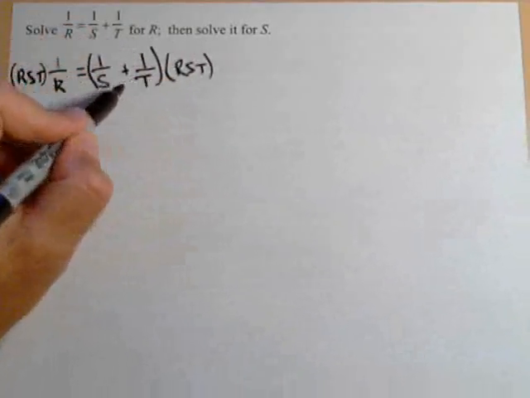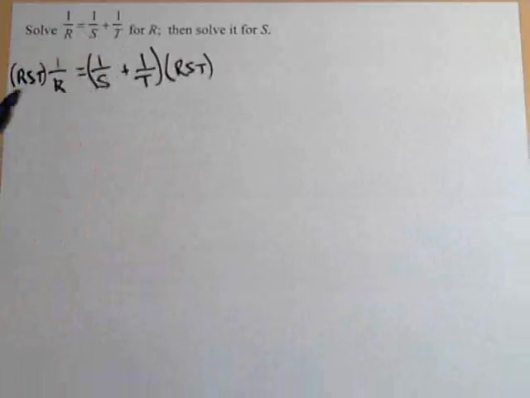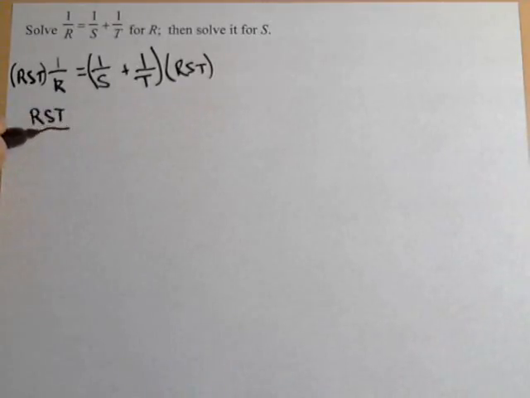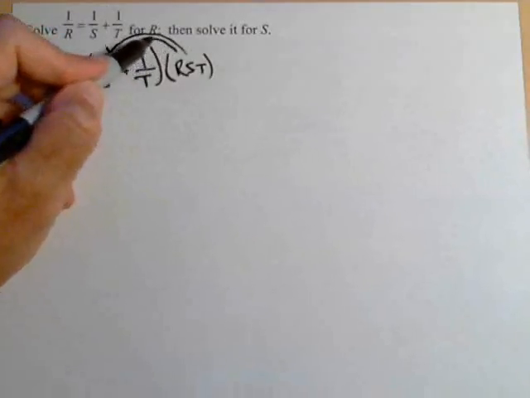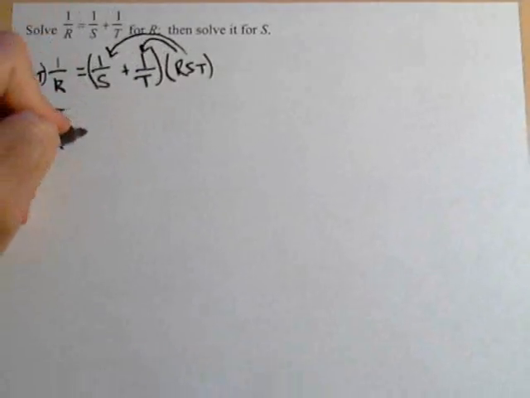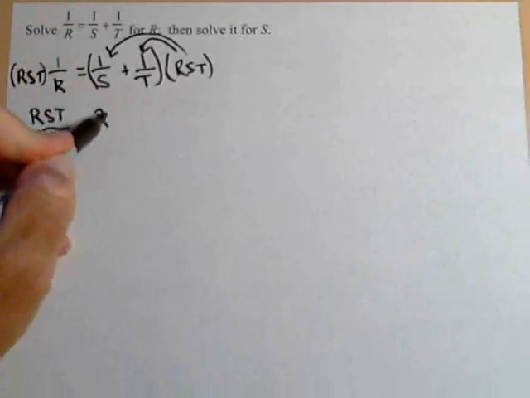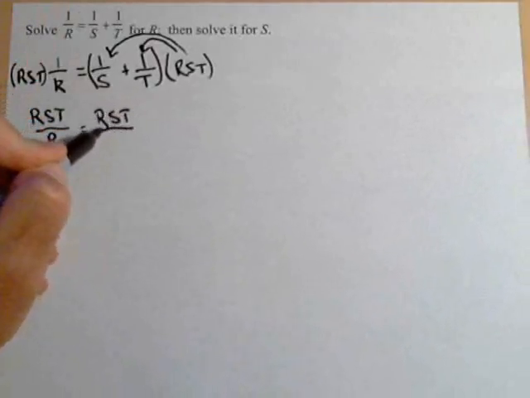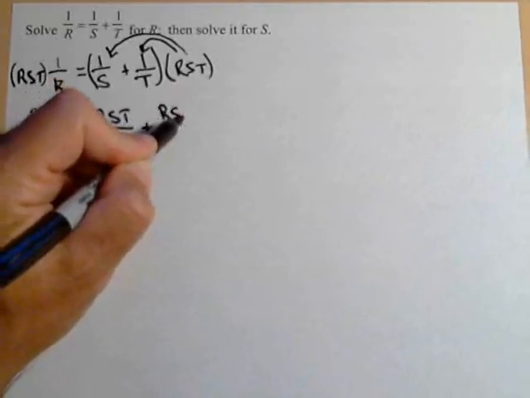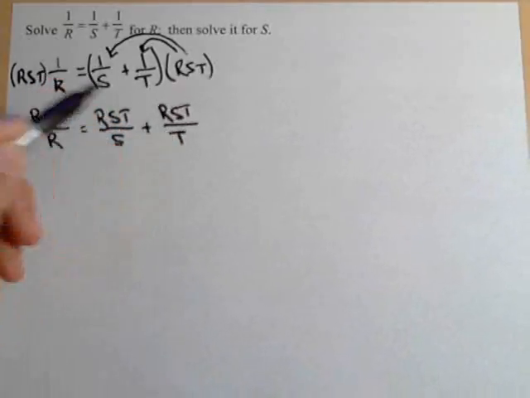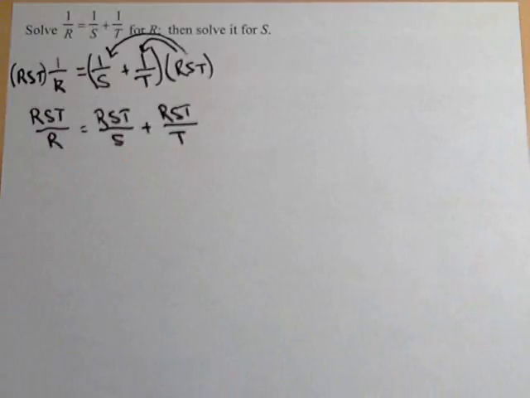r(st), and you really should use parentheses because you want to make sure you get that multiplied by the whole quantity. So notice what happens on the left. Well, let's multiply this out and then we'll see what happens. So we have r(st) over r. Now we'll distribute this one. So equals r(st) over s plus r(st) over t.